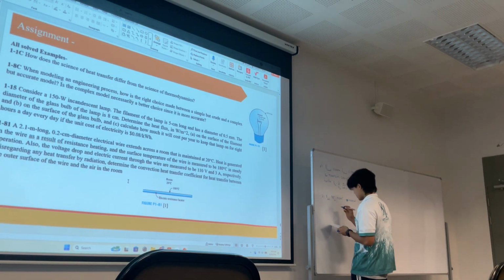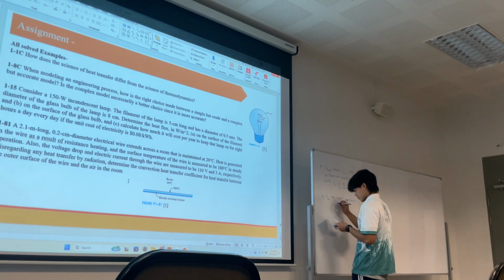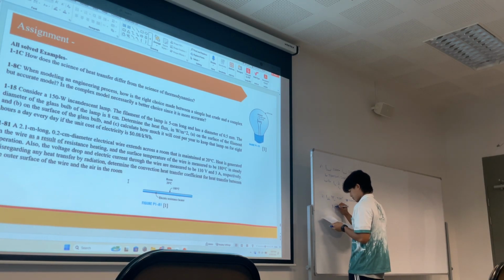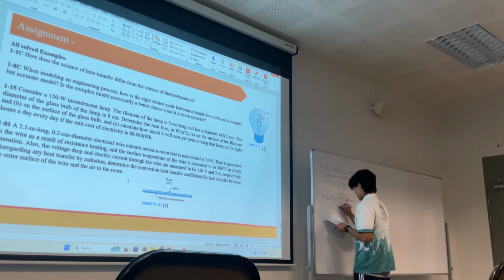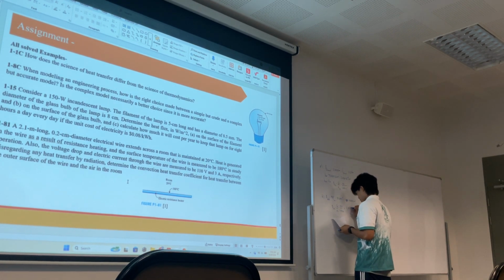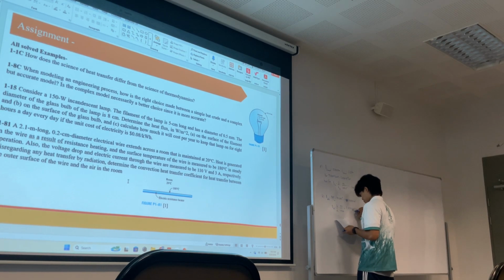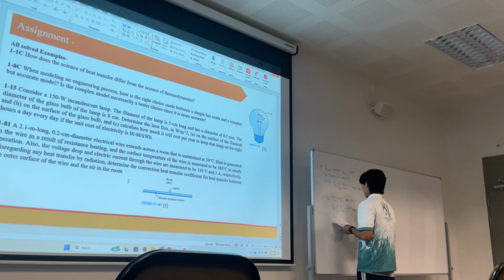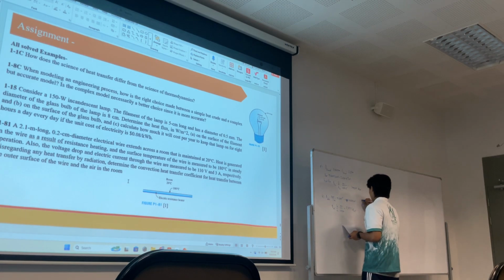So the filament, like I said, is a cylinder, right? And the heat is generated from the lateral part of the cylinder, right? So the area of the cylinder, which is the filament, is going to be pi dl. In part B, they are asking the heat flux from the bulb, and the bulb is a sphere, right? So the area of the sphere is pi d square. That's the only difference.